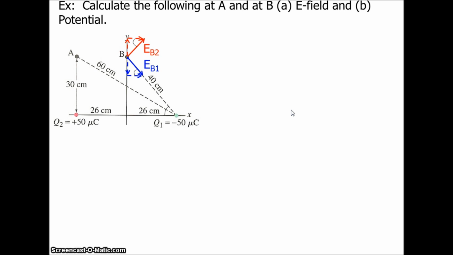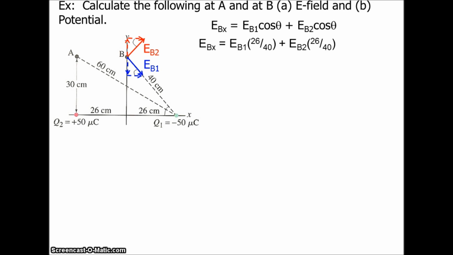Okay, so let's start off with the x components. There's going to be two x components here, from charge particle 2 and from charge particle 1. And they're both in the same direction, so I'm going to be adding them together. So the total x component is going to be given by EB1 times cosine of the angle plus EB2 times cosine of the angle. Cosine of the angle is going to be given by adjacent over hypotenuse, which is 26 over 40.